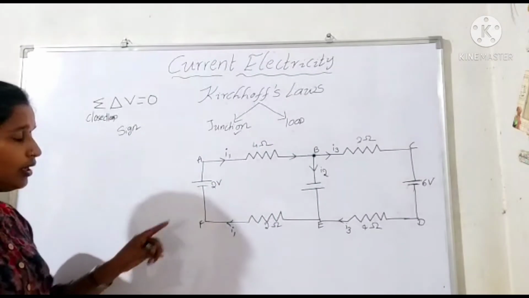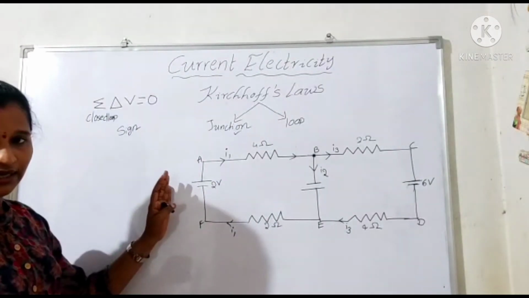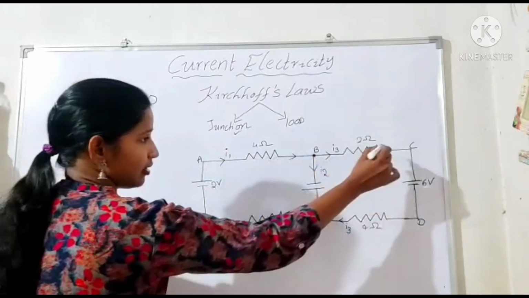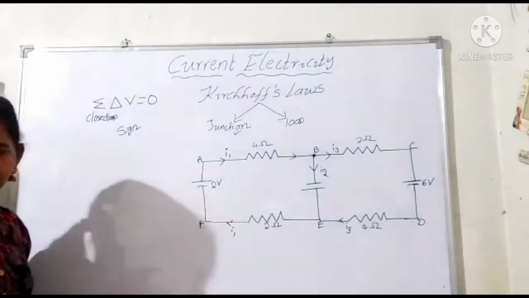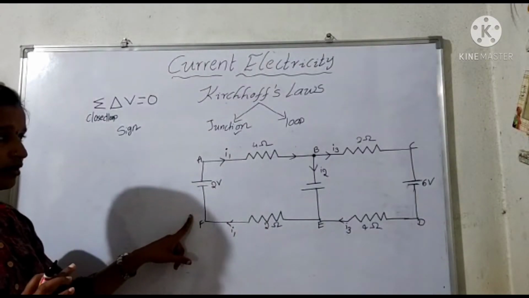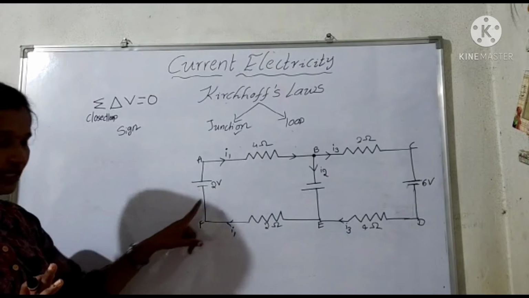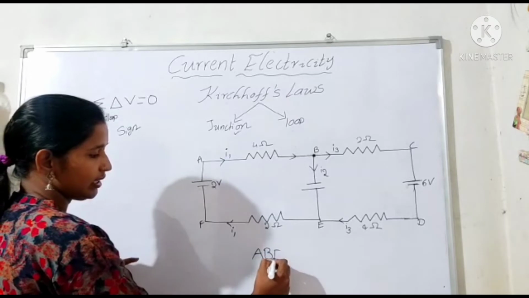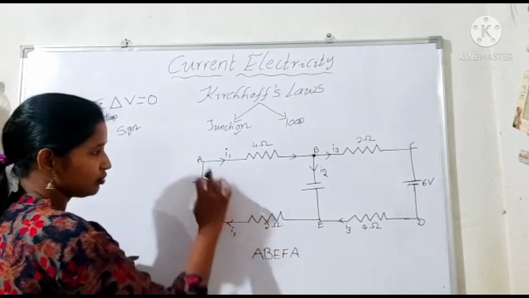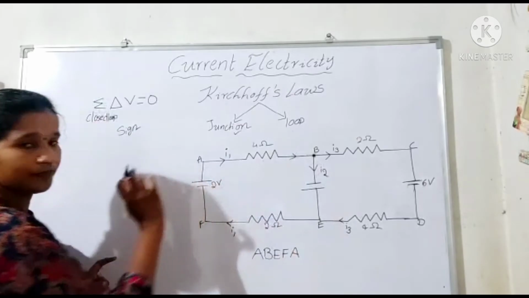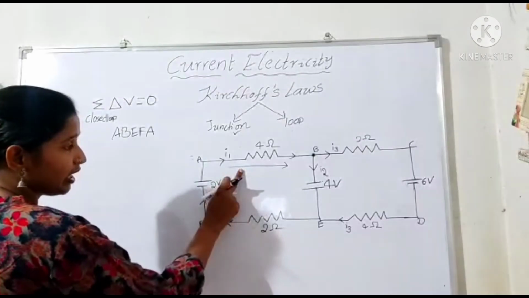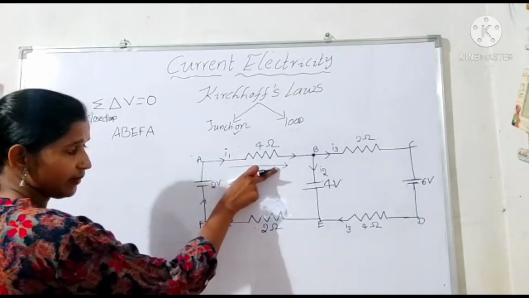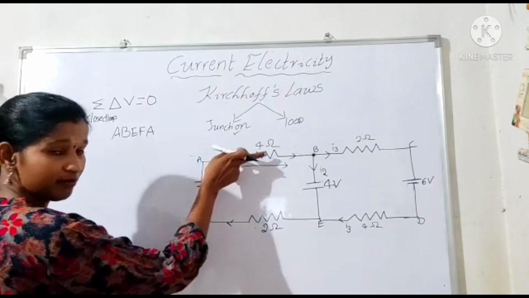Now we are discussing the loop. Okay, first I am assuming the direction of current. The direction of current is like this. Next, we have to choose the loop in this circuit. How many loops are there? A, B, E, F, A. So this is one loop. Here we can travel through the resistor in this way, and the current is also in the same direction.